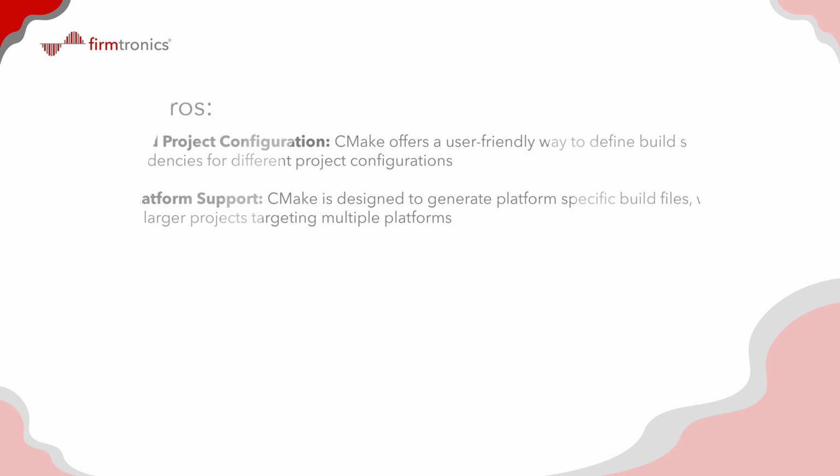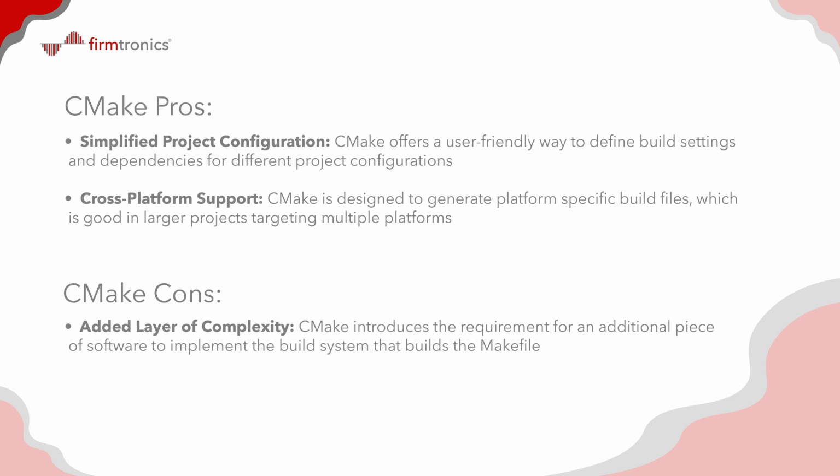So the pros of this approach are simplified project configuration. CMake offers a user-friendly way to define build settings and dependencies for different project configurations. Another pro is the cross-platform support. CMake is designed to generate platform-specific build files, which is good in larger projects targeting multiple platforms. So the cons are added layer of complexity. CMake introduces the requirement for an additional piece of software to implement the build system that builds the makefile.